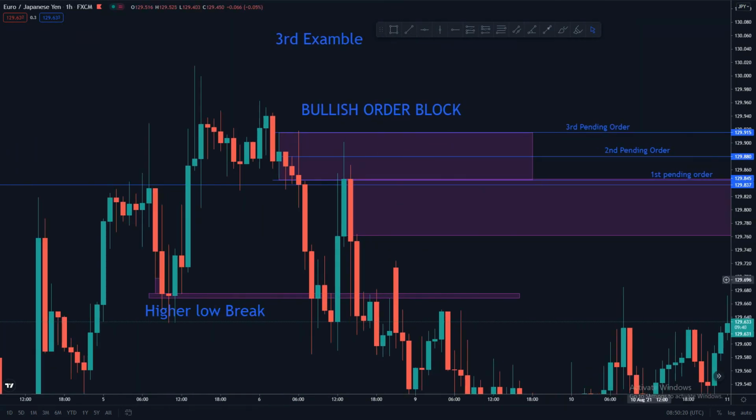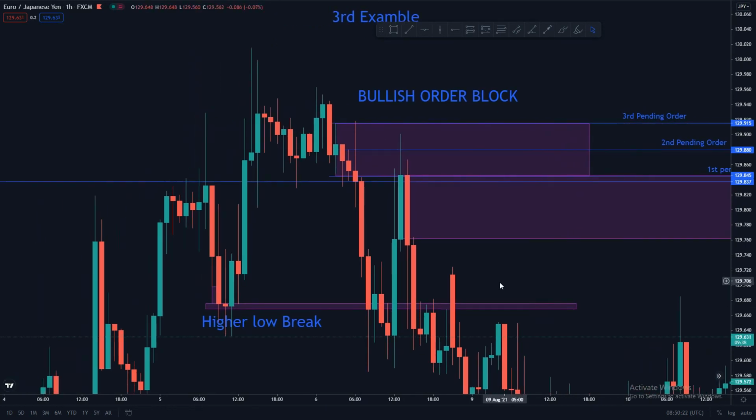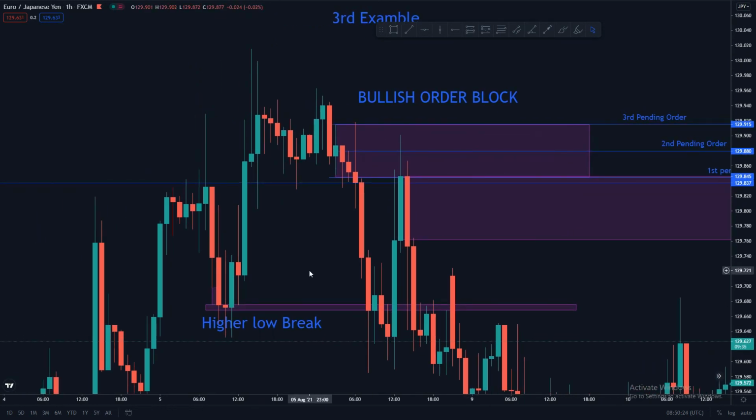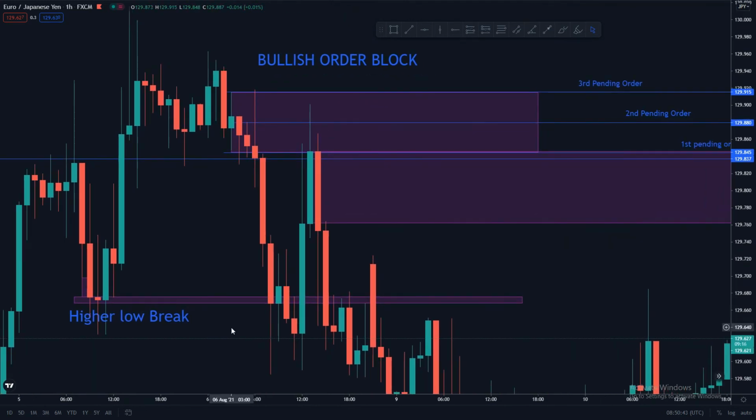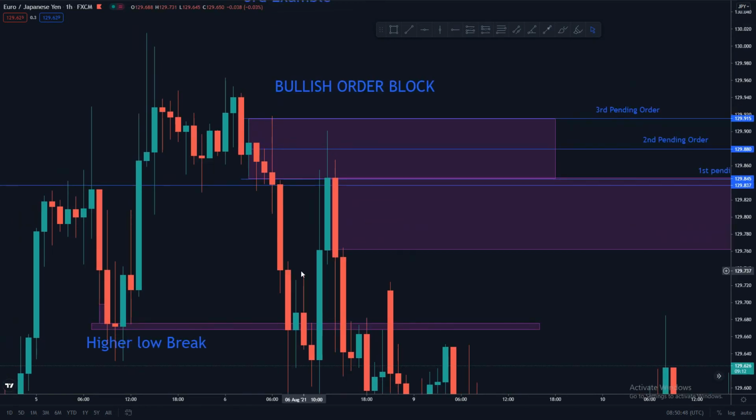Okay, so what happened? The higher low has been broken. Beautiful. Now we are looking for any chance to go short if the market comes back to our order block, right? So this is what happened. The market broke here and came back, because first of all we identified this order block. This is our order block that we identified when this whole thing happened.